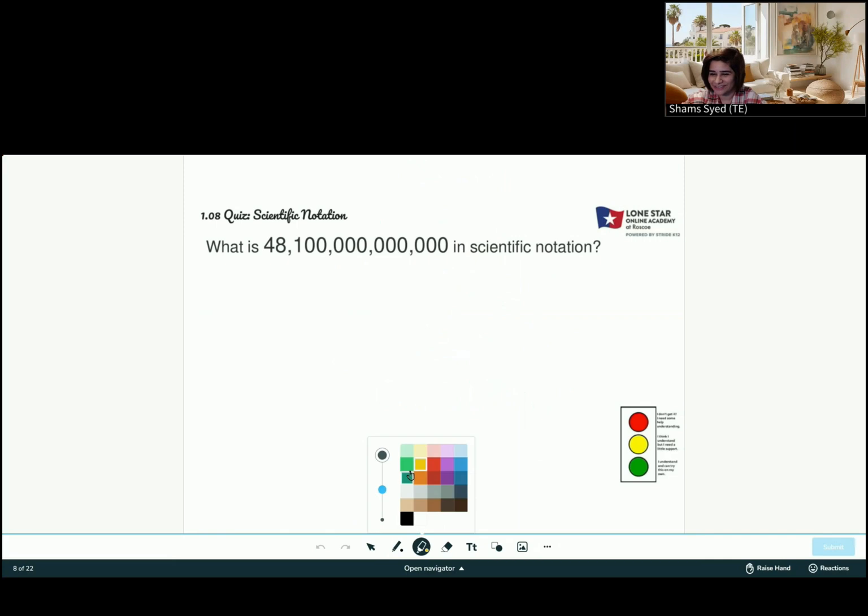Question 2. This is the first variety. We want to write this number in scientific notation. That means we want a number times 10 to a power. Is the power going to be a positive number this time? Yes, because it's a big number.